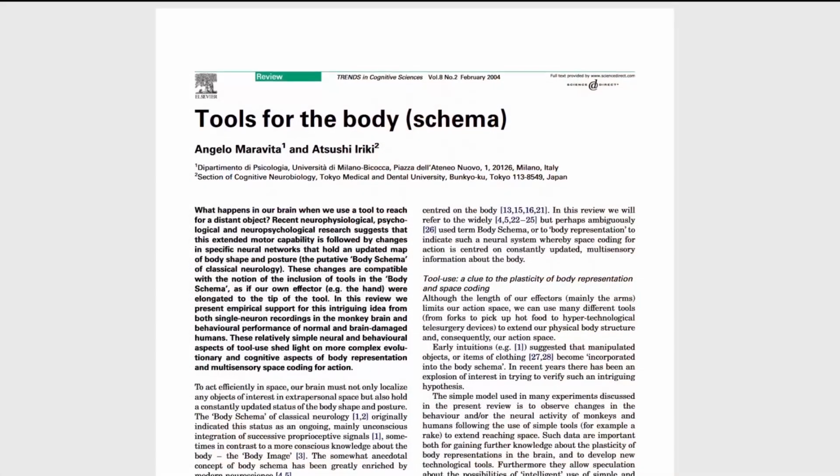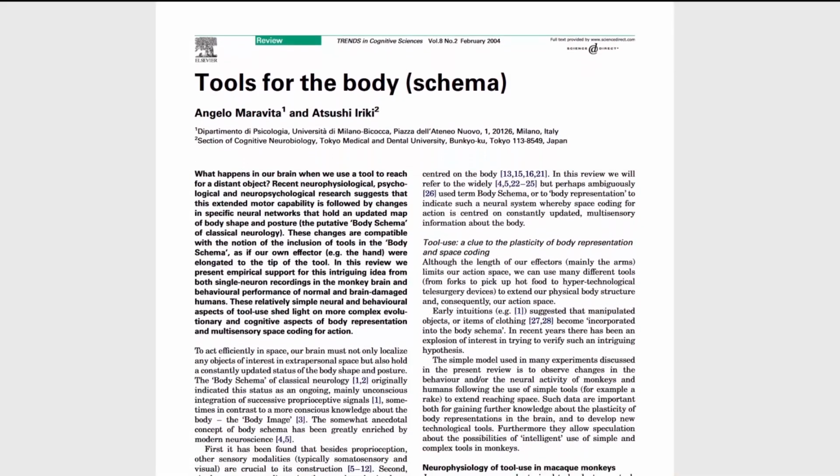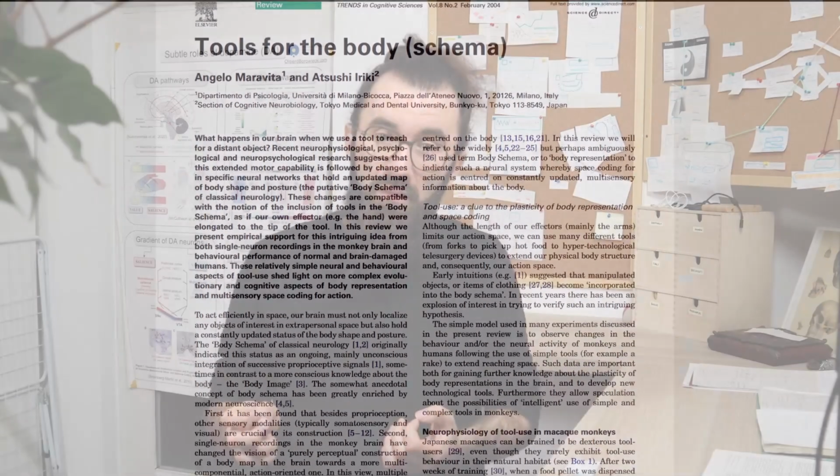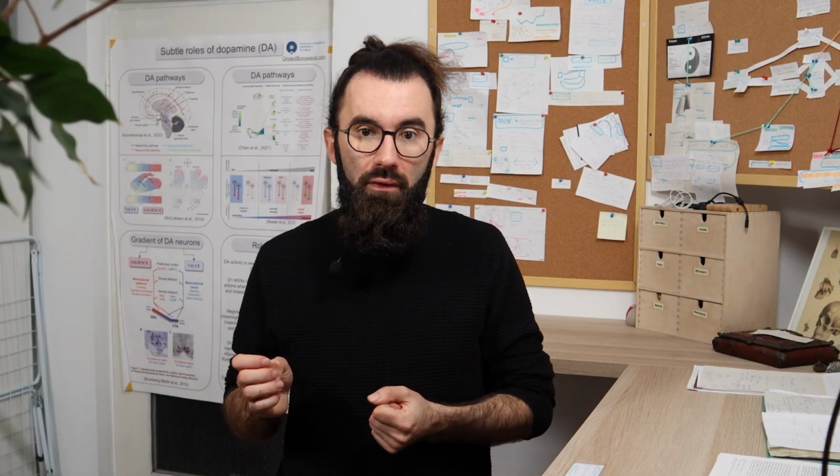Studies on macaque monkeys have shown that these multimodal areas in the parietal lobe compute something which is known as body schema. This is an implicit sense of the location of your body in space. Sometimes, however, this sensation can be deceived.